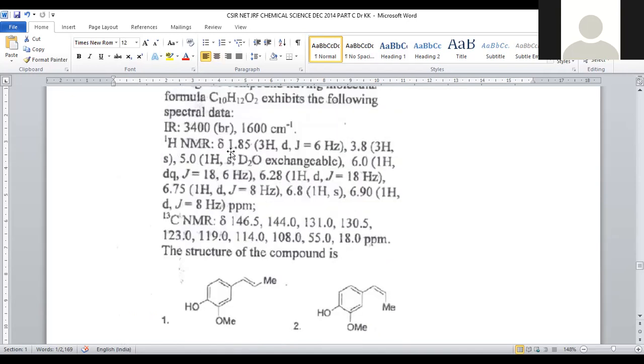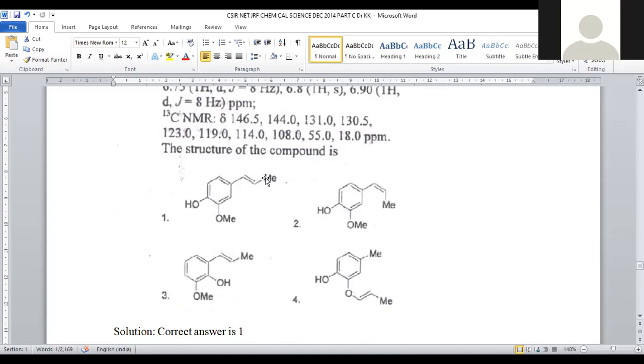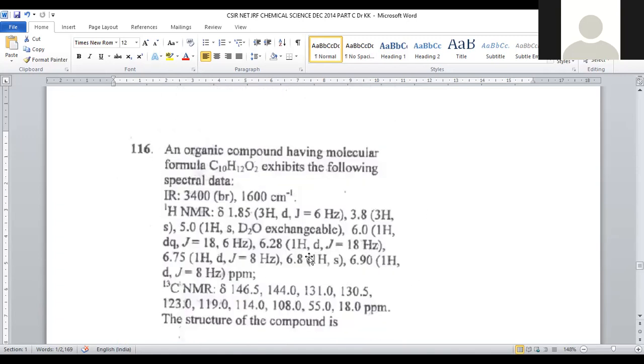Let us move on to proton NMR. 1.85 for 3 hydrogens means what? Methyl. So let us see where methyl is there. Here methyl is there, here methyl, here also methyl, here also methyl. So this is also in no way useful.